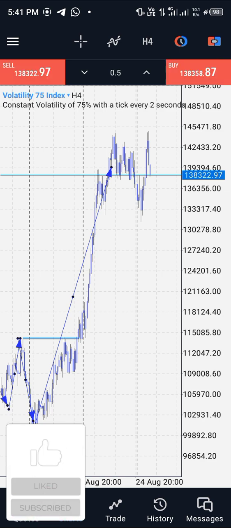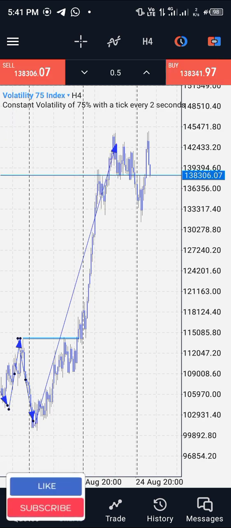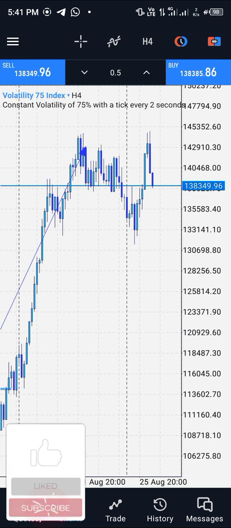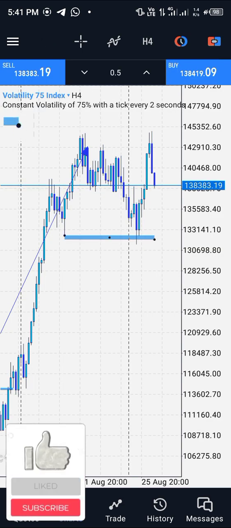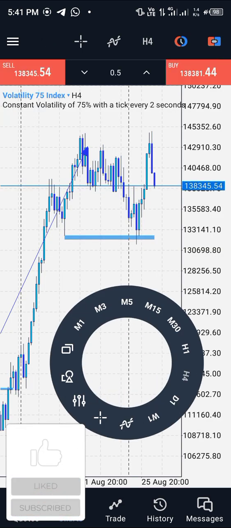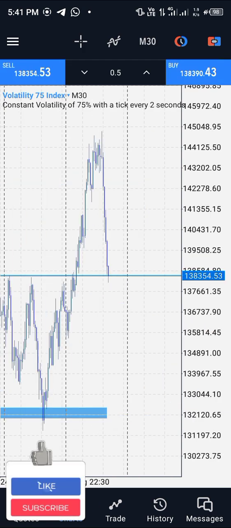So it created this uptrend and it didn't break this last low. This was the last low. It just gave like a wick. It didn't give us a full body breakout. So after that, what would we do? We go to our 30 minutes to look for entry points.